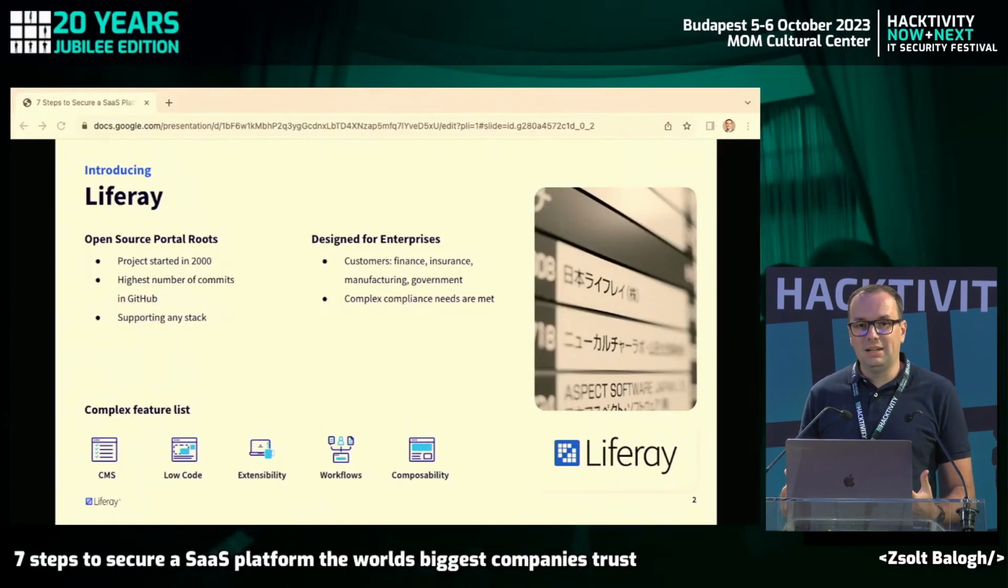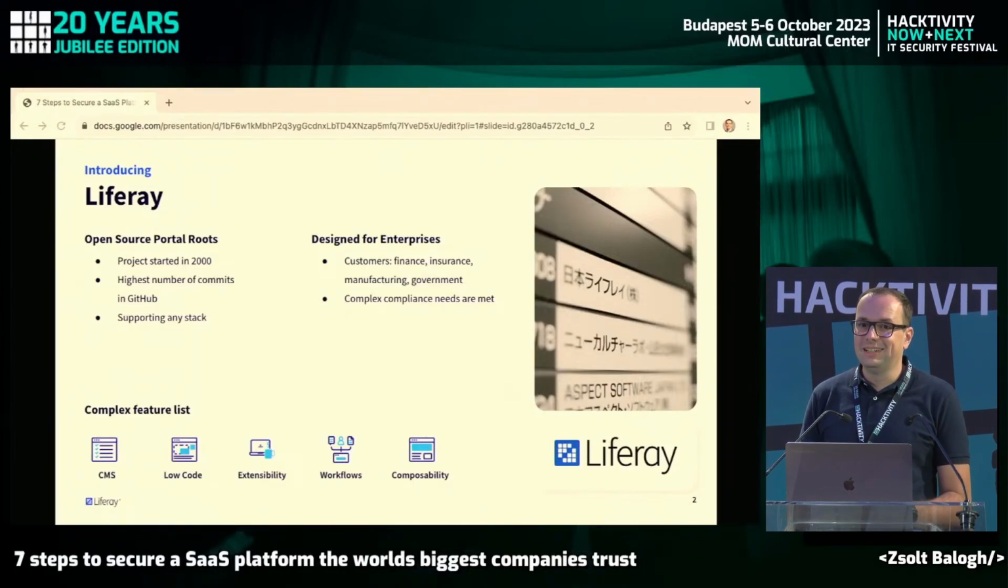We have CMS, low-code platform, and then we have workflows, all what enterprises need for the digital experience which we are providing. We are very proud that our platform can be extended very heavily. You can almost replace anything in our product, which actually causes a lot of problems for our security, right? Because customers can basically run code in our system. So we had to figure out ways to do so.